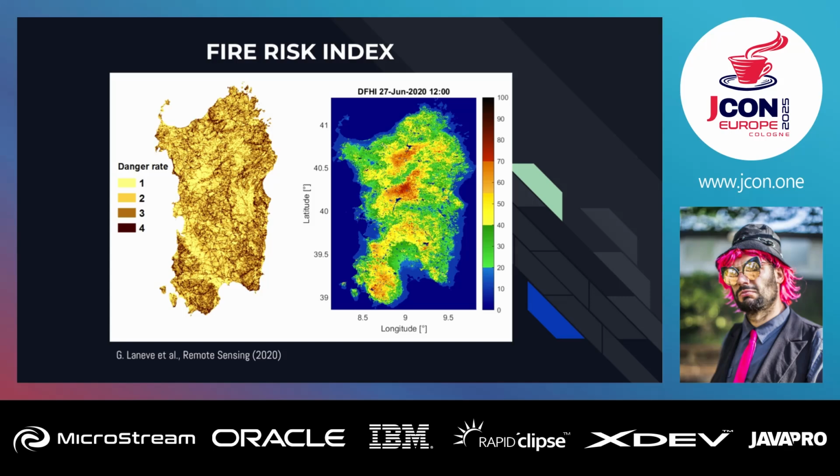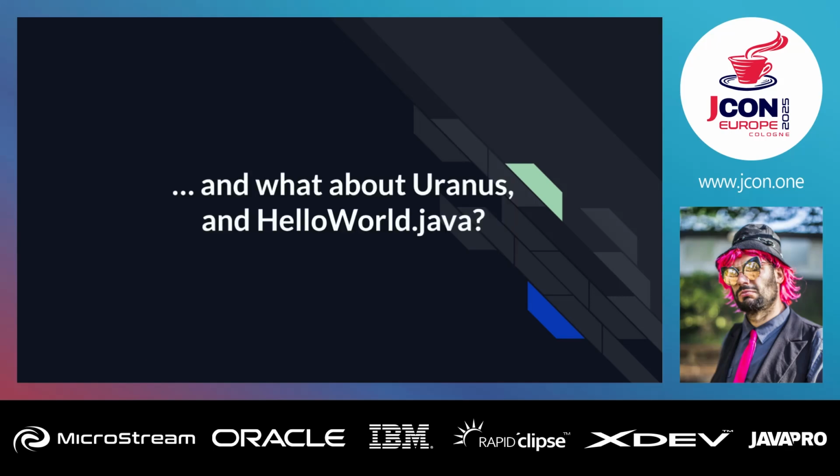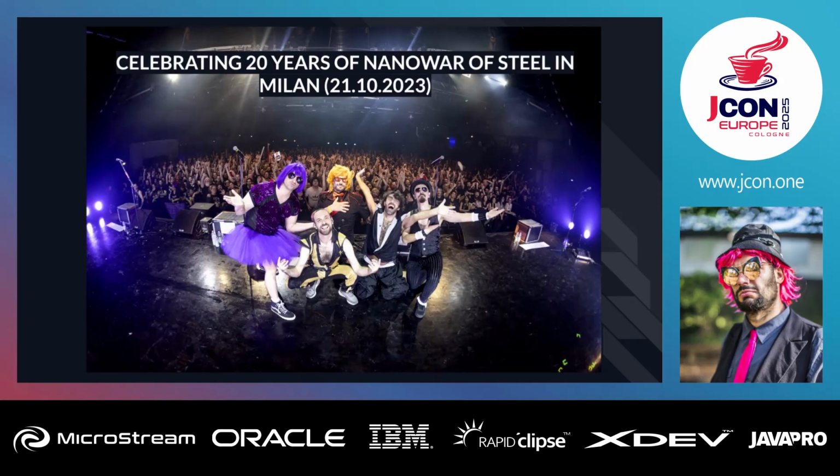But the other part of the talk, and the final thing, is related to the song that I was showing you before, and it's related to Nanowar Of Steel. I'm going to talk about Uranus and Hello World.java. Uranus is a song, of course, and Hello World.java as well. And I have another song that I will show you at the end of the talk. It's going to be the very first time. It's a demo, so I will show that as well, although I'm not mentioning it here.